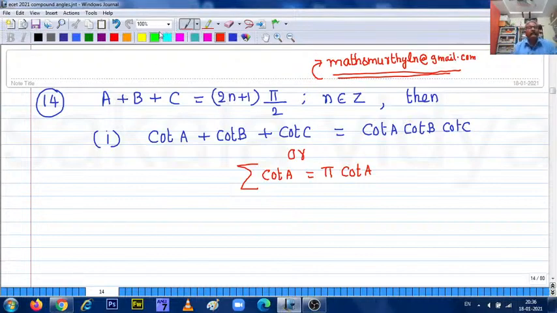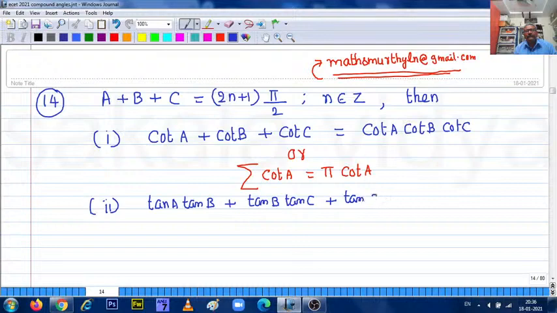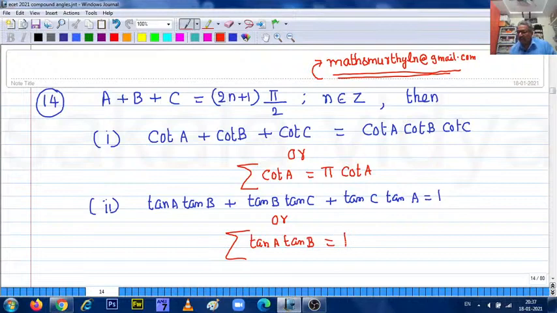So now the second one, tan A tan B plus tan B tan C plus tan C tan A equals to 1. Or this can be remembered like this: sigma tan A into tan B equals to 1. So different notations I have been explaining.